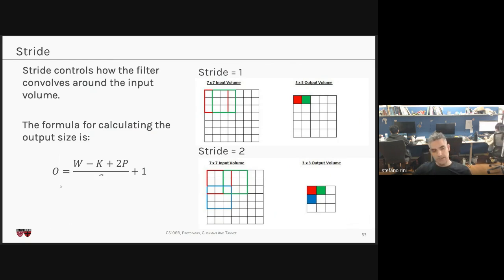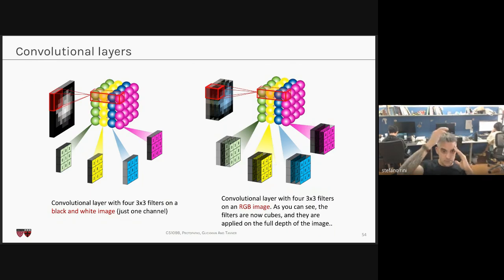Now, if somebody tells you that they have an image with a certain width and depth, and you have a certain stride, then the output size is going to follow this formula. Here there is an S missing. Okay? The S is the stride, and this just follows from some simple math. Okay.